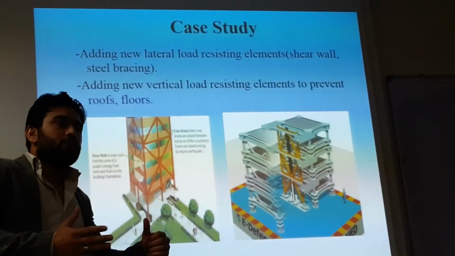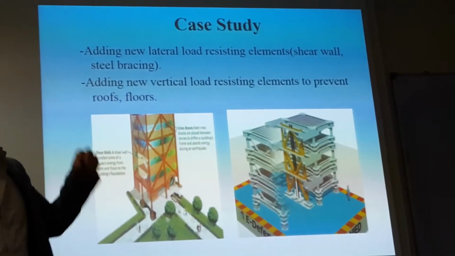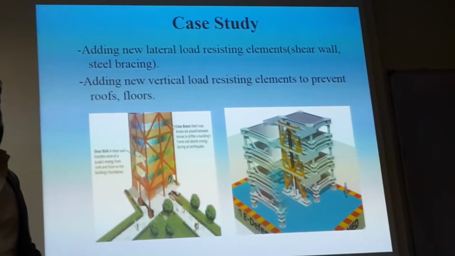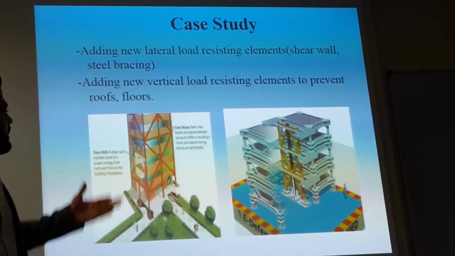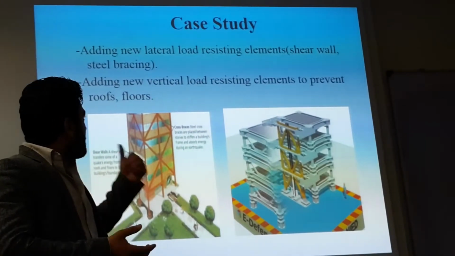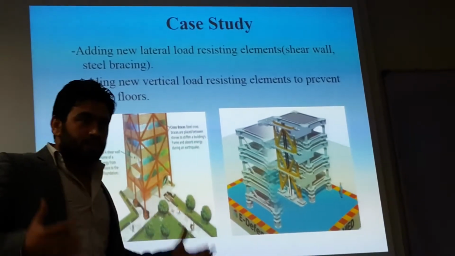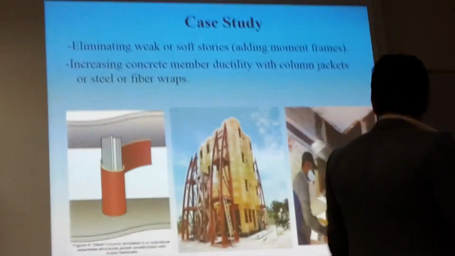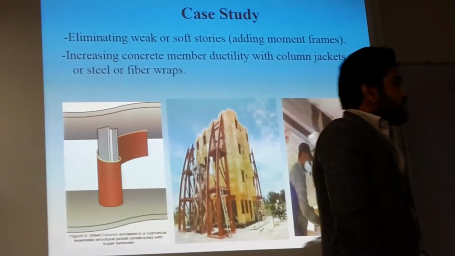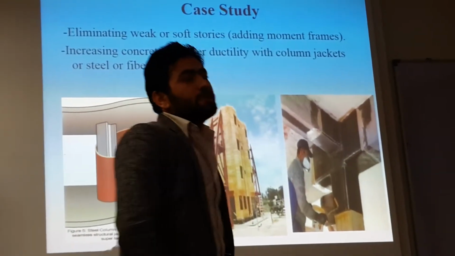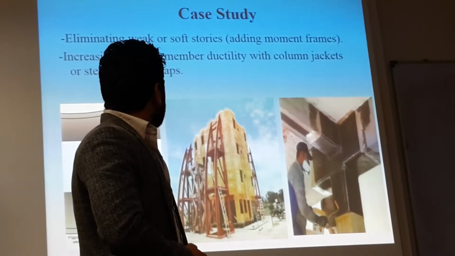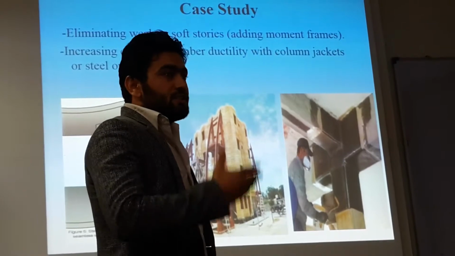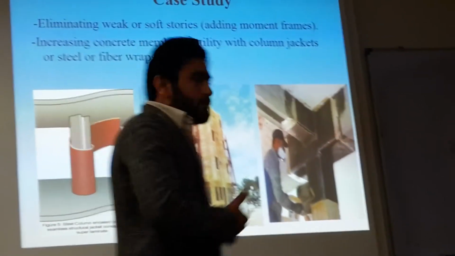If a vertical load or a horizontal load is acting on a building, for lateral loads we may have steel bracings or shear walls. For vertical loads, we retrofit a building to support roofs or floors. Here, how will we do it? We can add moment frames, and also add jackets for ductility.